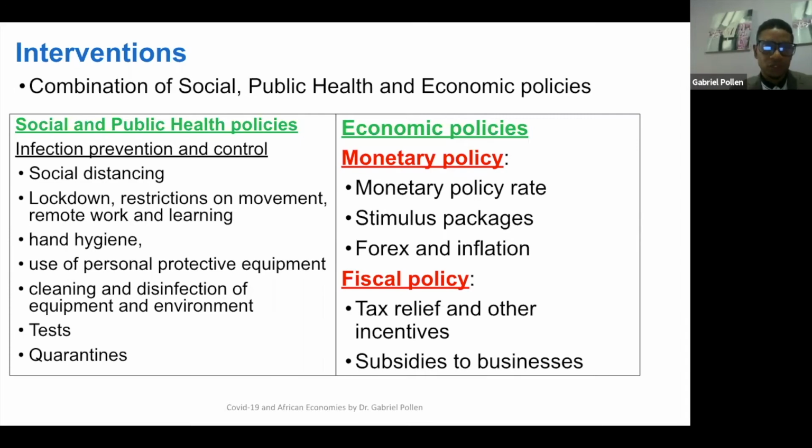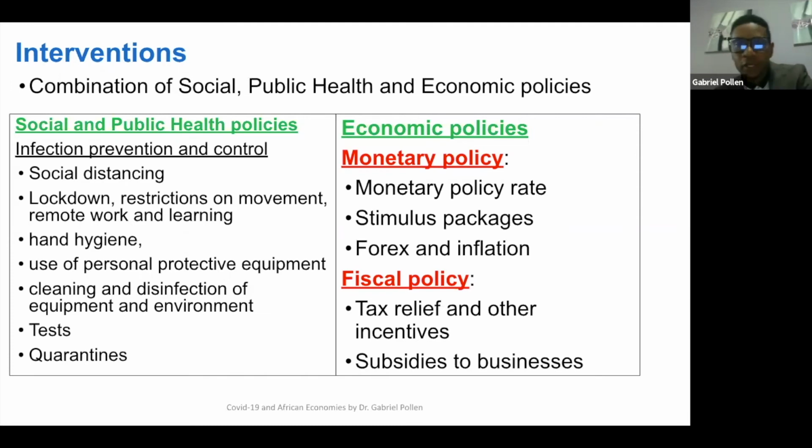There have been lockdown restrictions on movements, remote working and learning, shifting of hours. We've seen also public health interventions such as hand hygiene, use of personal protective equipment, cleaning and disinfection of equipment and different environments, as well as resources being dedicated towards enhancement of test kits, and self-quarantine in the event that you have been exposed to a person who's had COVID-19.